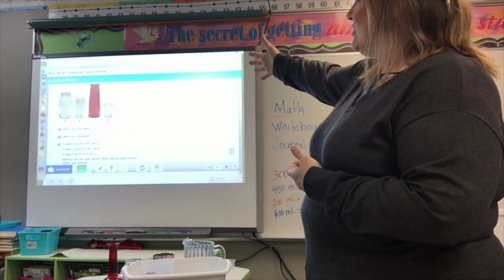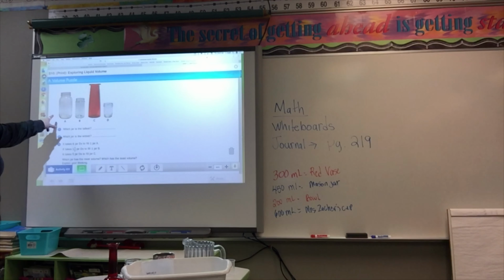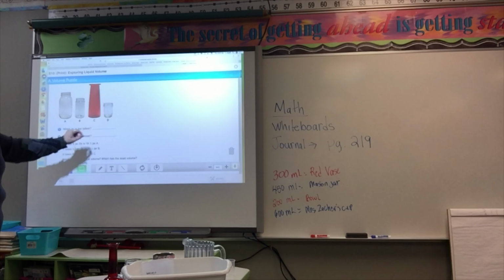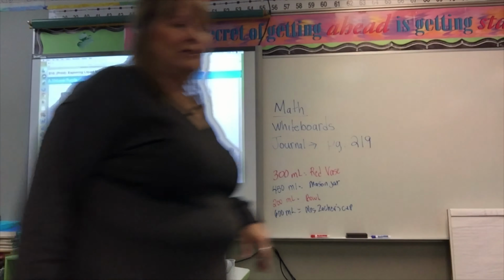So we're looking at these jars, and it wants you to tell us which jar is the tallest, which is the widest. Okay, I think you'll be able to figure that out.